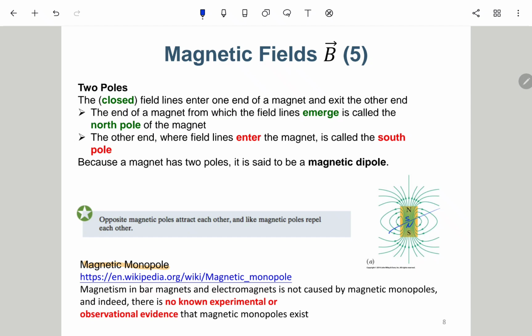This is important. Actually it says magnetism in magnet bars and electromagnets is not caused by magnetic monopoles. And indeed, there is no known experiment or experimental evidence that magnetic monopoles exist.